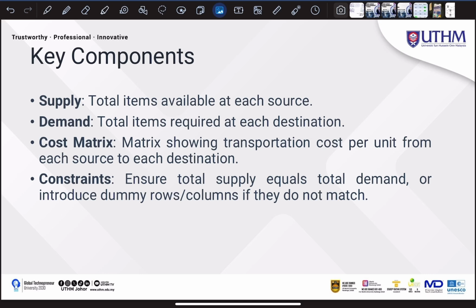And then we have constraints to ensure total supply equals total demand, or introduce a dummy row or column if they do not match. So for our level, we do not touch the unbalanced dummy row and column here. Our topic covers only balanced transportation problems.